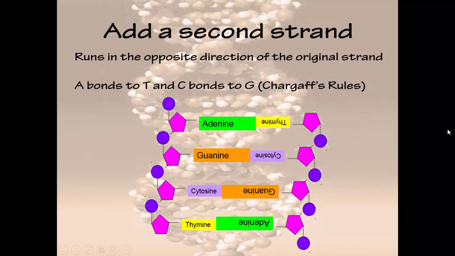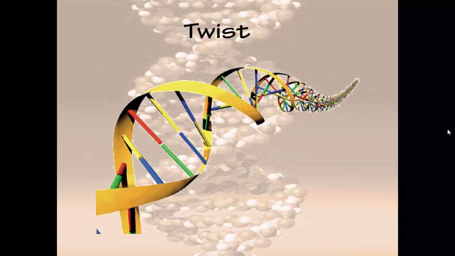So we have these 2 strands running opposite to each other. They're attached with the bases in the middle, and then the last step is we just twist, and that's where we get our helix shape. And that is the shape of the double helix.